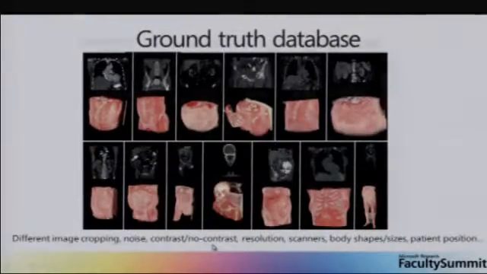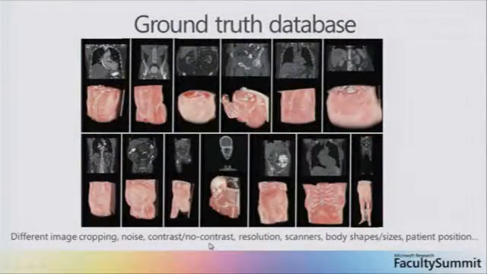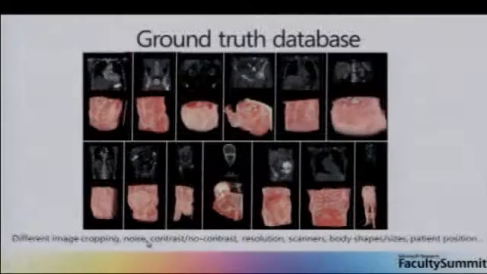So here's what the ground truth database looks like. Again, a large variety of things: different croppings, different amounts of noise, contrast. For those of you who don't know medical imaging, contrast is a dye that you get injected to be radio opaque or otherwise affect the imaging. Resolution: a lot of the scanners, MRI versus CT, have different spatial resolutions. And as with Kinect, different body shapes and so on. So a very large amount of variability.